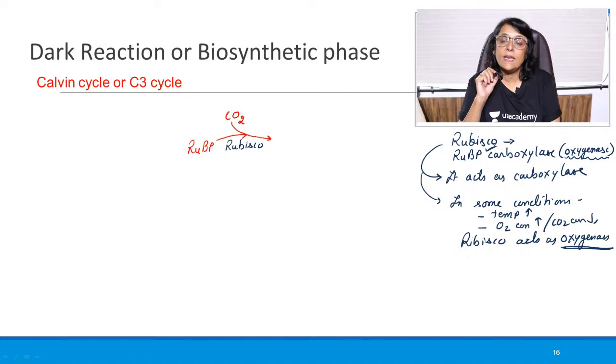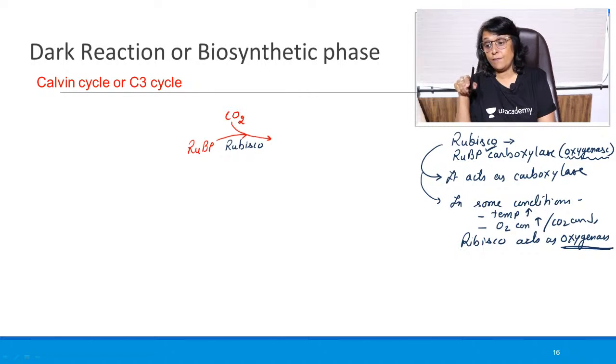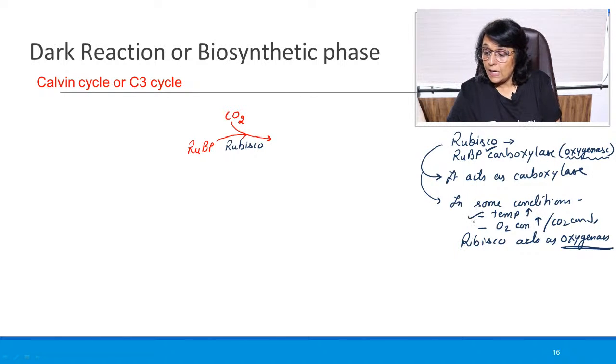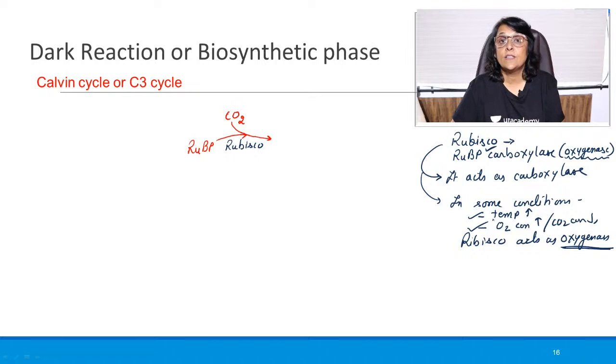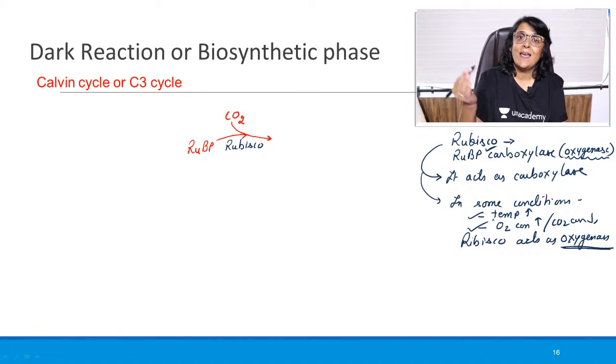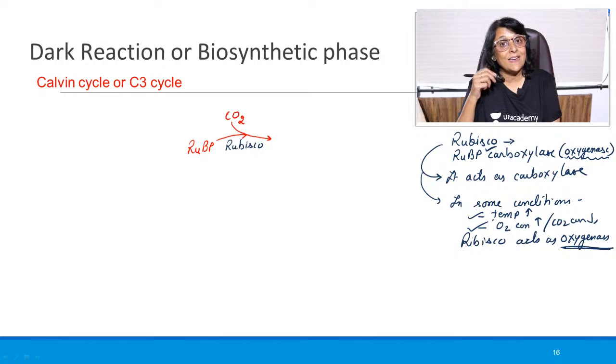So generally it acts as carboxylase, but if the conditions are any of these or both, that is if the temperature is high, oxygen concentration is high, carbon dioxide concentration is low, in that case Rubisco is going to act as oxygenase. So when it is carboxylase, what is it doing? It is helping in addition of carbon dioxide, and when it acts as oxygenase, it will help in addition of oxygen, and that is what is going to create problems.